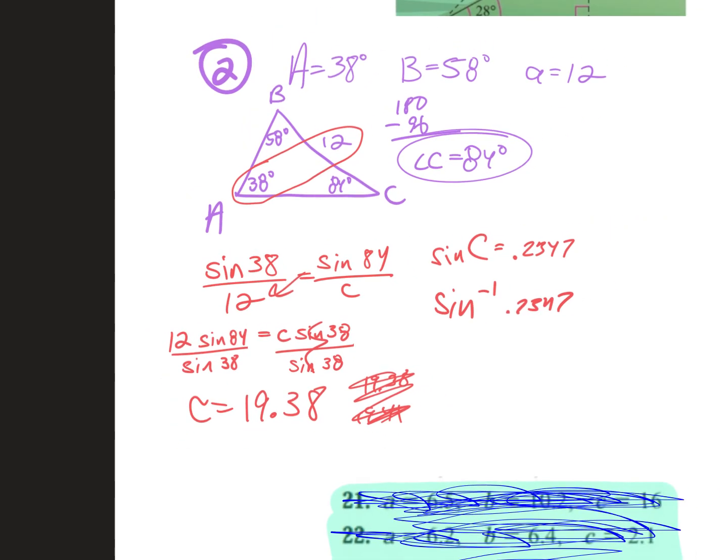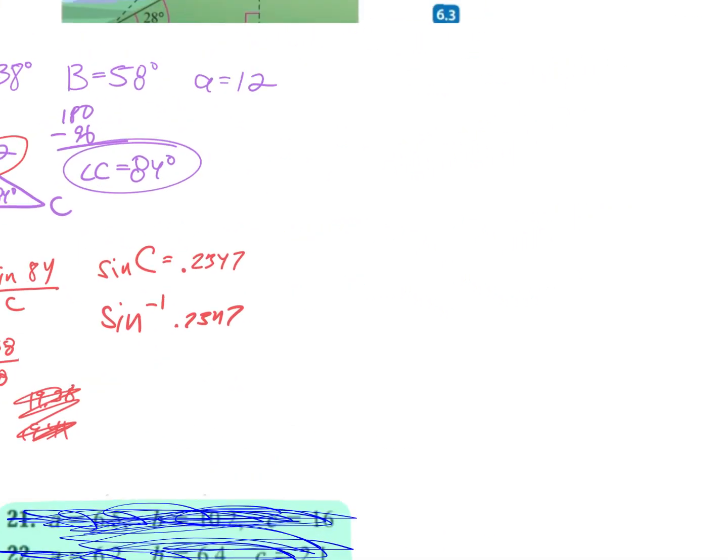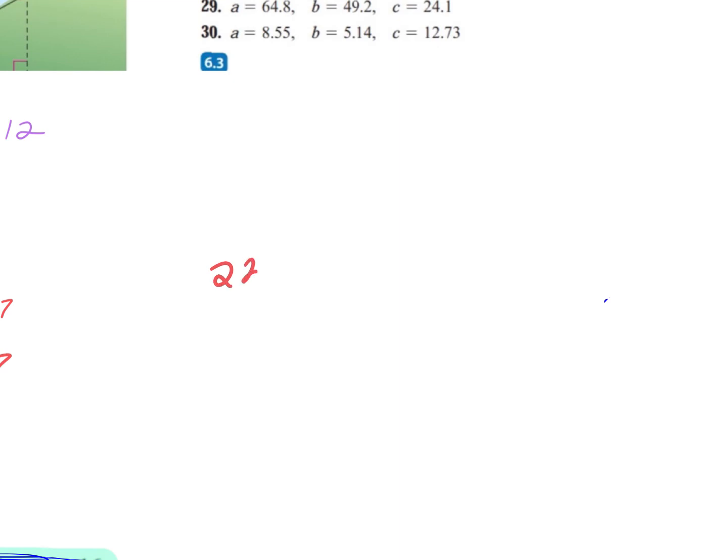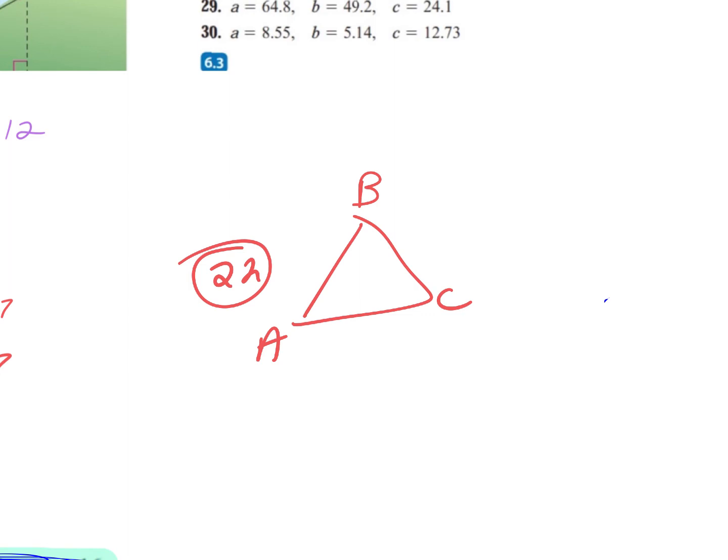Let's do 22. Again, I will post all the answers. I just want to make sure I hit on a bunch of different things. 22. I'm going to draw it because I have A, B, and C. They gave me side a was 6.2. Side b is 6.4. And side c is 2.1. Is that what that says?